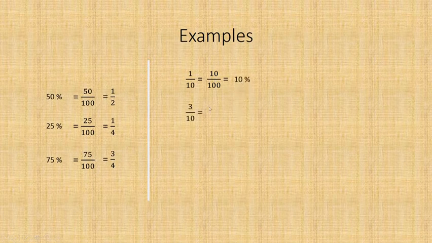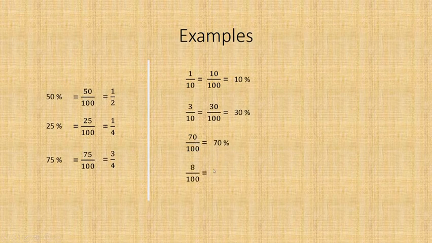Okay, another one. 3 over 10. Again, it's the same idea. I need to make the denominator 100, so I'm adding a 0 down and up. So it's going to be 30 over 100, which equals 30%. Okay, another one. 70 over 100. Here, the denominator is already 100, so the numerator percent. It's going to be 70%. Okay, the last one in this type. 8 over 100. I need to change it into percentage. First you have to make the denominator 100, and it's already 100. So I take the numerator, write down 8, and then percent.